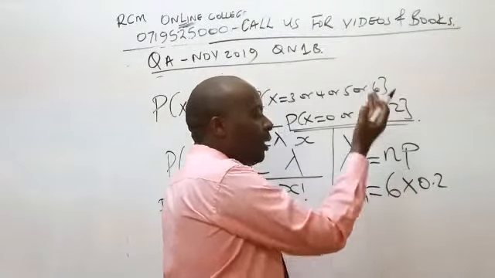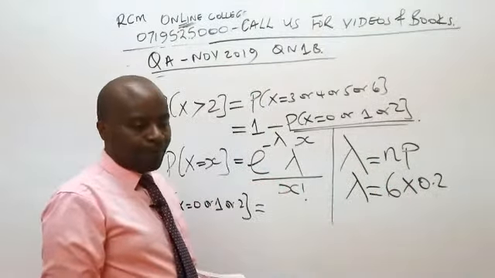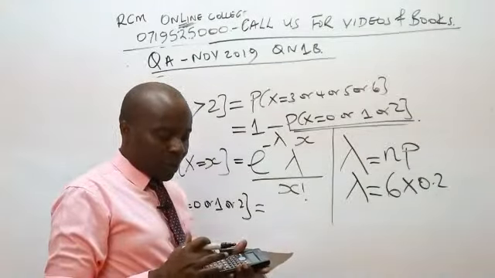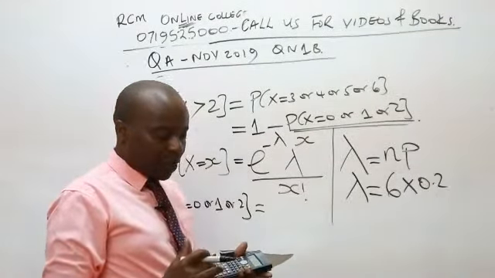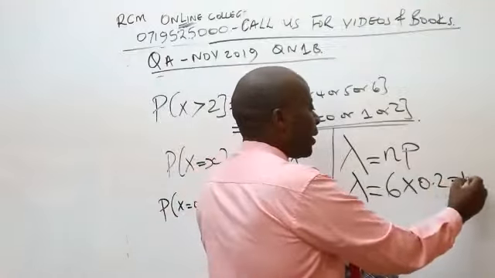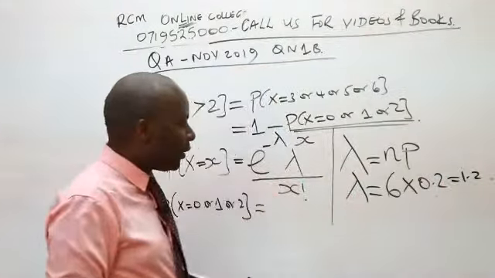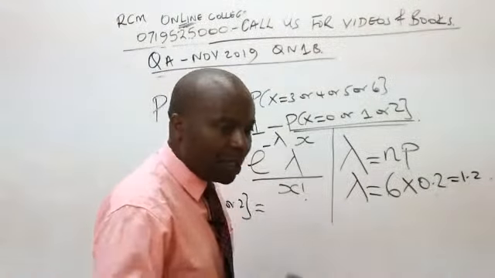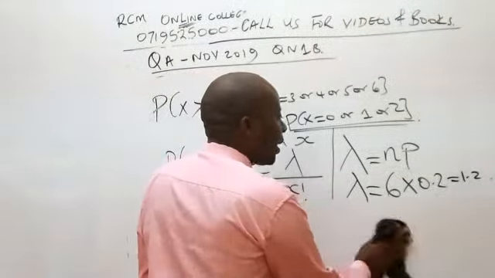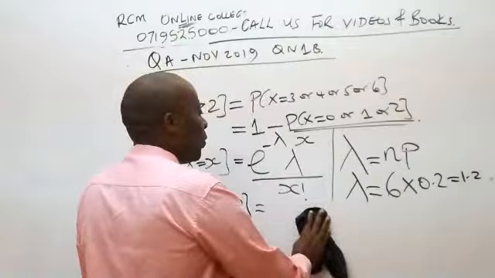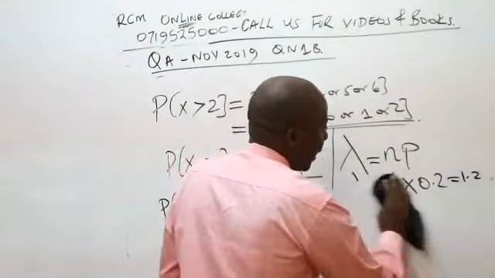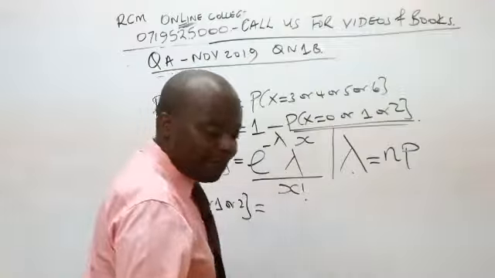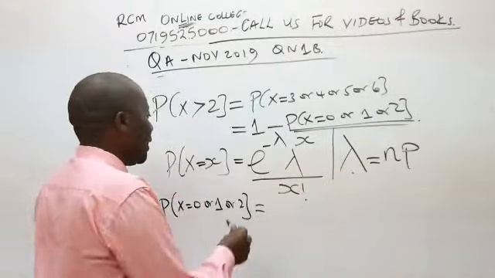If you recall, our p was 0.2. So 6 times 0.2 gives us 1.2. Once I have that, now I'll be able to apply this other formula very easily. Once I have my mean, I hope you have taken this down, now I will be able to get this.